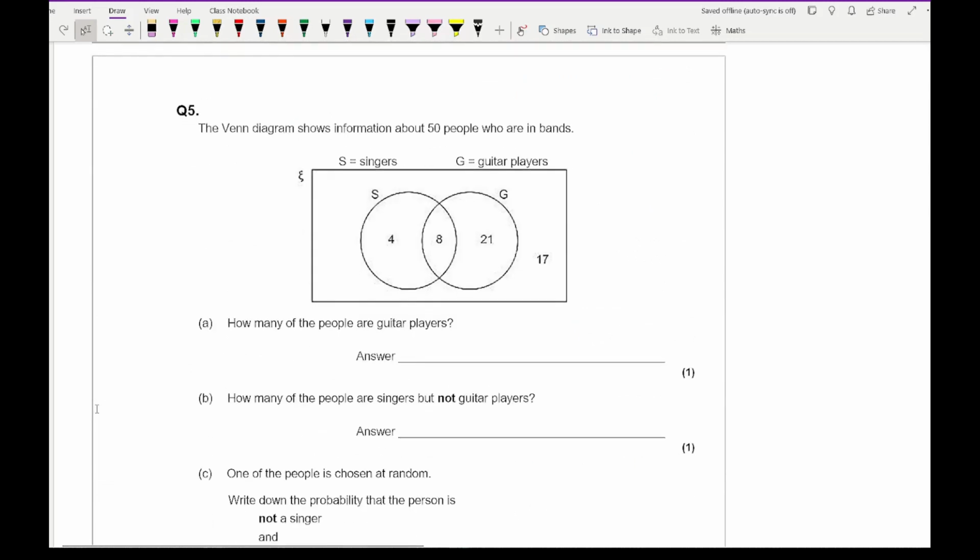Moving on to question 5, it says the Venn diagram shows information about 50 people who are in bands. It says how many people are guitar players. So I'm looking at the total of the guitar circle, adding all the numbers up in that green circle, which gives me an answer of 29. It then says how many of the people are singers but not guitar players. So singers but not guitar, that's just going to be 4.